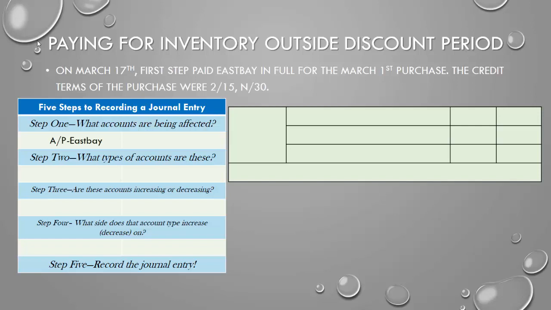So what accounts are going to be affected? Our liability account, our accounts payable to eBay, and our cash account. They are a liability account and an asset. Our liability is going down, our cash is going to go down, and liabilities go down with a debit, assets go down with a credit.